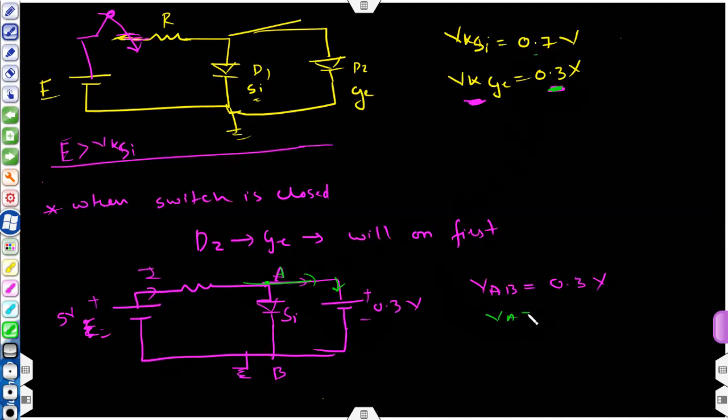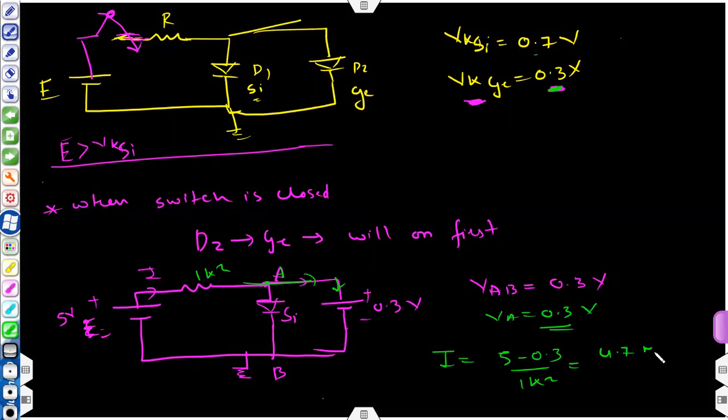So VA will be always at 0.3 volt. Okay, and the value of I can be calculated as 5 minus 0.3 divided by, let's say, 1 kilo ohm. So it is 4.7 milliampere. So D2 germanium will turn on first, and VA is 0.3. So D1 will be off because of the same reason, because at VA the voltage is fixed now at 0.3 volt, and we need 0.7.